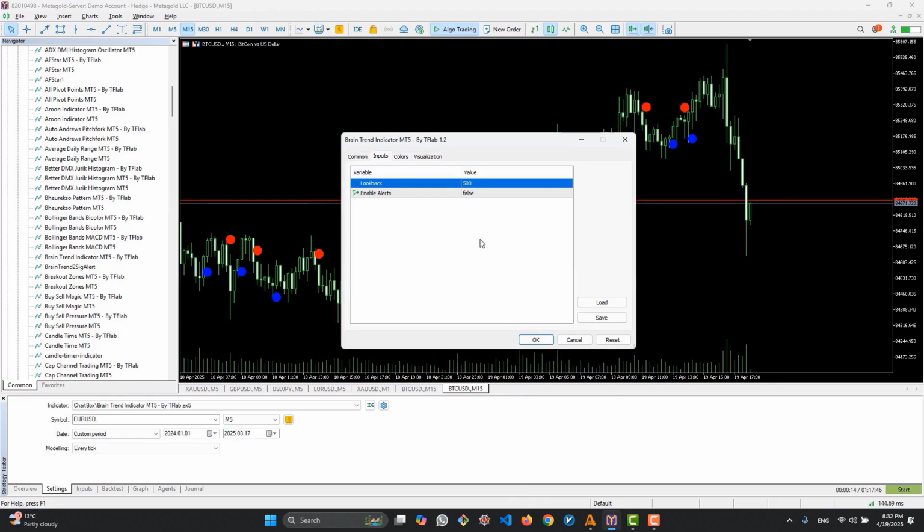The first option in the settings is the number of candles that it goes back on the chart and performs calculations on. And the next option is for alerts, which if set to true, will issue an alert for us whenever any of these points appear.